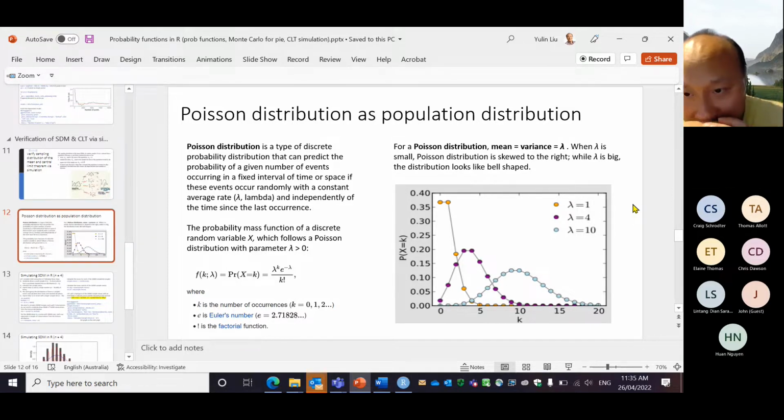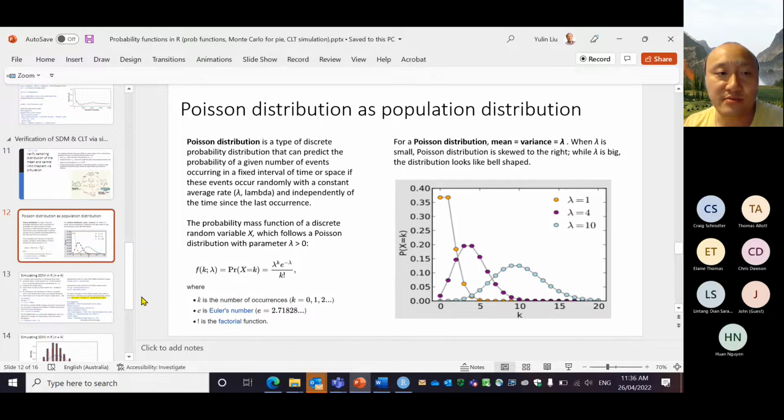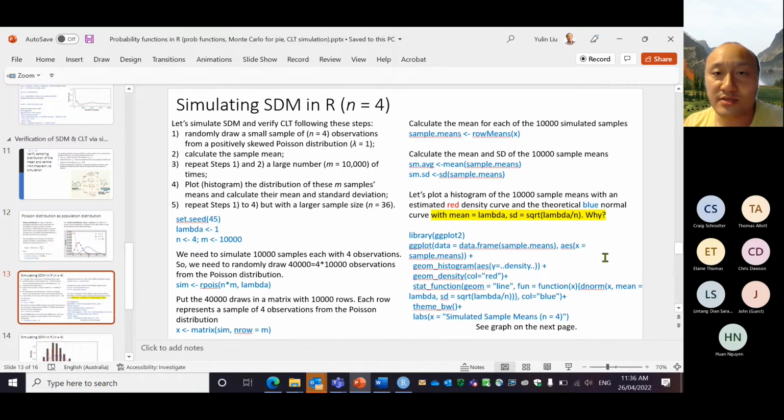Then there's something you have to know: when the lambda is small, the Poisson distribution is highly skewed to the right. But if I increase the lambda, the shape of the Poisson distribution will become more and more like a normal distribution. It's because Poisson distribution and normal distribution all belong to the same family of distributions. There's something about probability theory we don't have to talk about. So let's do the simulation now.